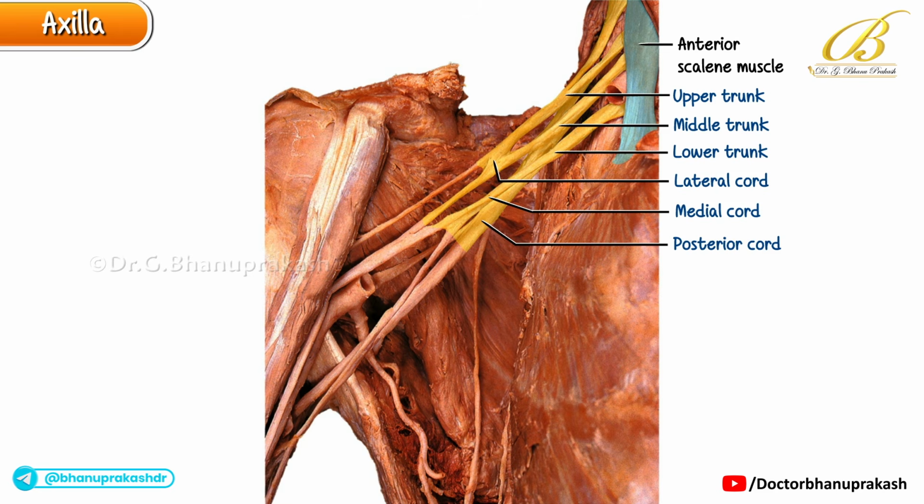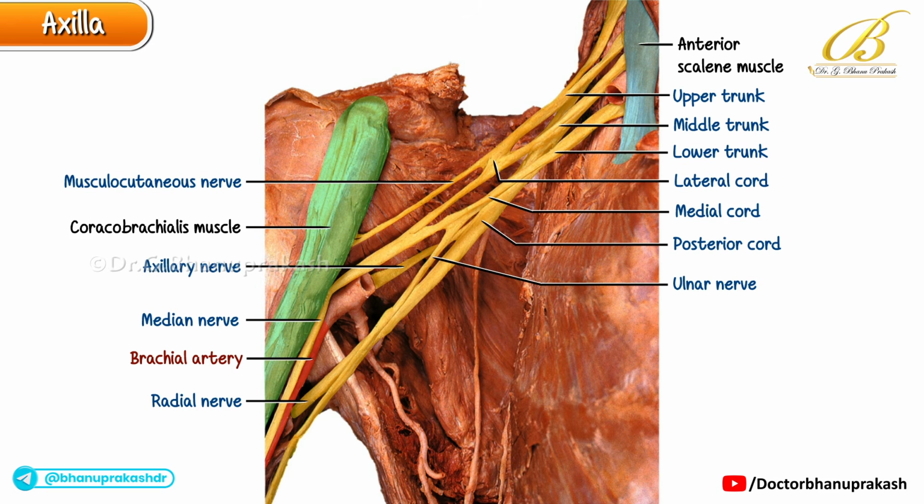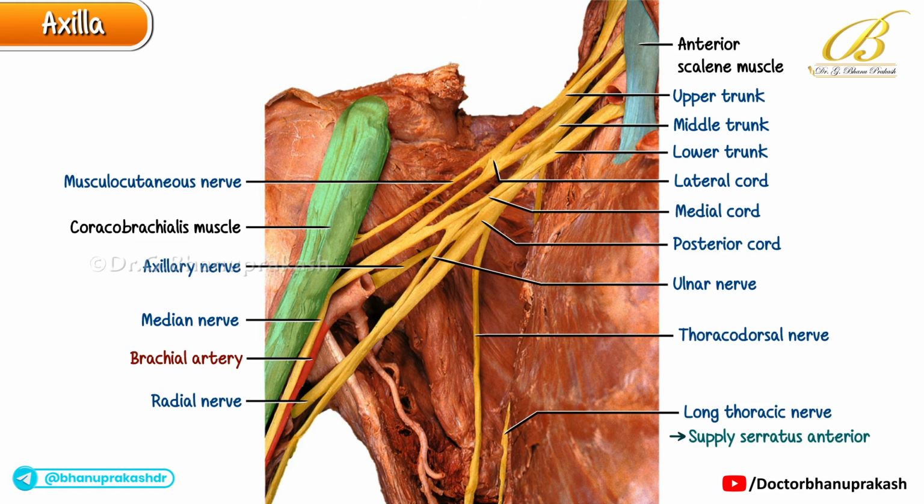Several important branches are visible. The musculocutaneous nerve, piercing the coracobrachialis muscle, the median nerve, running alongside the brachial artery, the radial nerve, which is the continuation of the posterior cord and passes posteriorly into the arm. Here you can also observe the ulnar nerve and the axillary nerve coursing through the axilla to reach the arm. Additionally, the thoracodorsal nerve is visible, while medial to it, the long thoracic nerve is partially seen, supplying the serratus anterior.